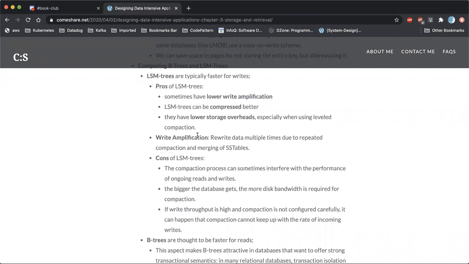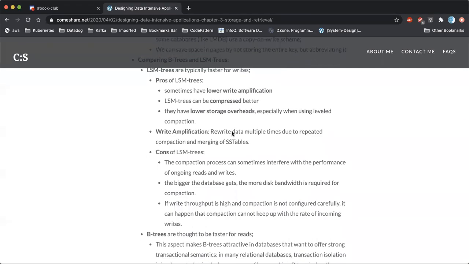So comparatively, probably it's better. Okay, that makes sense. Thanks, guys. So, and they have lower storage overhead, especially when using leveled compaction.